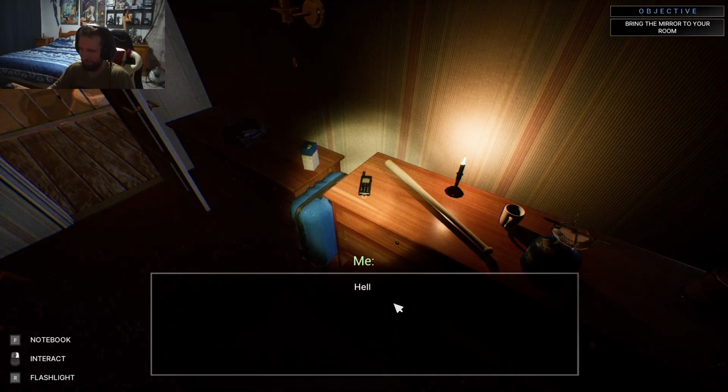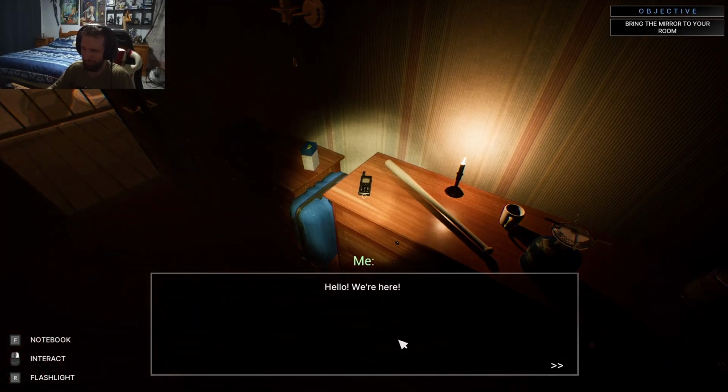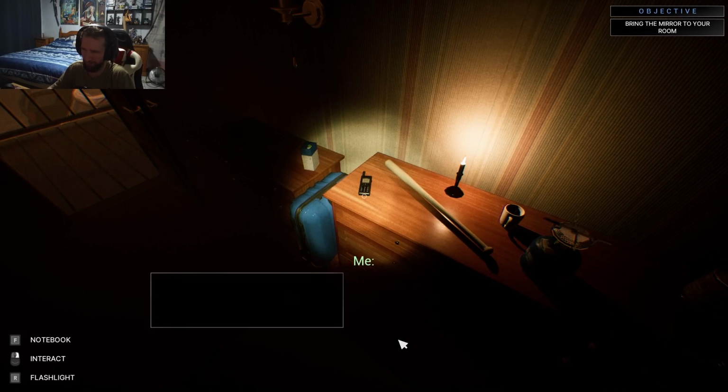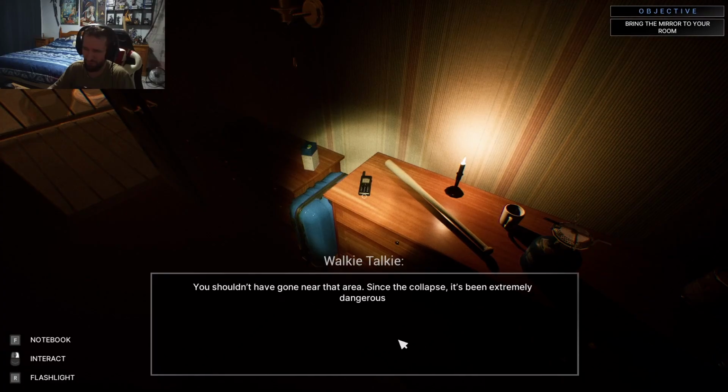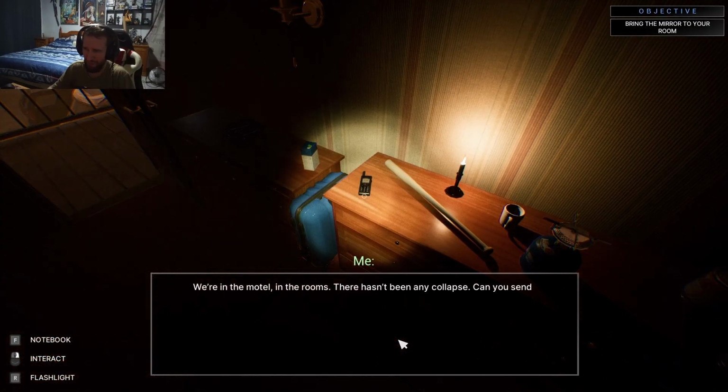Hello? Hello? We're here. This is unbelievable. Are you in the area of the Holiday Motel? Yes, please, we need your help. You shouldn't have gone near that area. Since the collapse, it's been extremely dangerous. We're in the motel, in the rooms. There hasn't been any collapse. Can you send help?